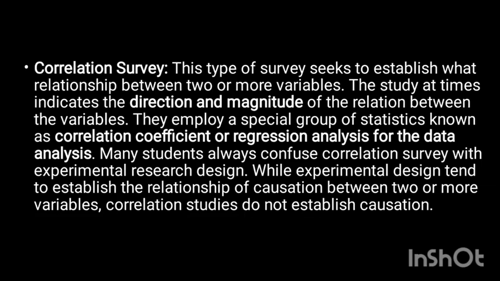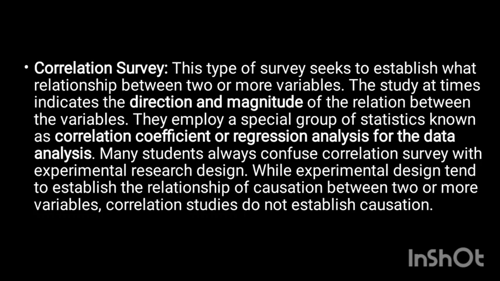They employ a special group of statistics known as correlation coefficient or regression analysis for the data analysis. What do we mean in all this big English? What we are saying here is that while descriptive statistics is interested in describing a variable, what a correlation survey does is that it tries to see if there is a relationship between variable A and variable B. It tries to establish if there is a relationship or there is no relationship between them.